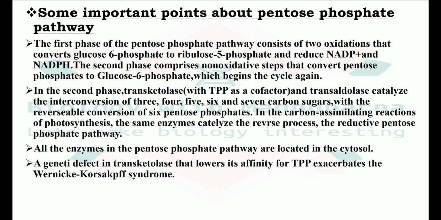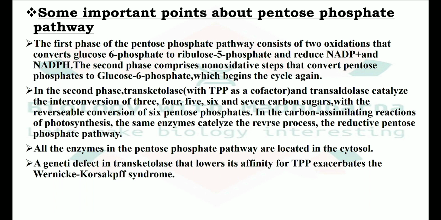Next, we will talk about some important points about the pentose phosphate pathway. So the first phase of the pentose phosphate pathway consists of two oxidations that convert glucose 6-phosphate to ribulose 5-phosphate and reduce NADP+ to NADPH. The second phase comprises non-oxidative steps that convert pentose phosphate to glucose 6-phosphate, which begins the cycle again.